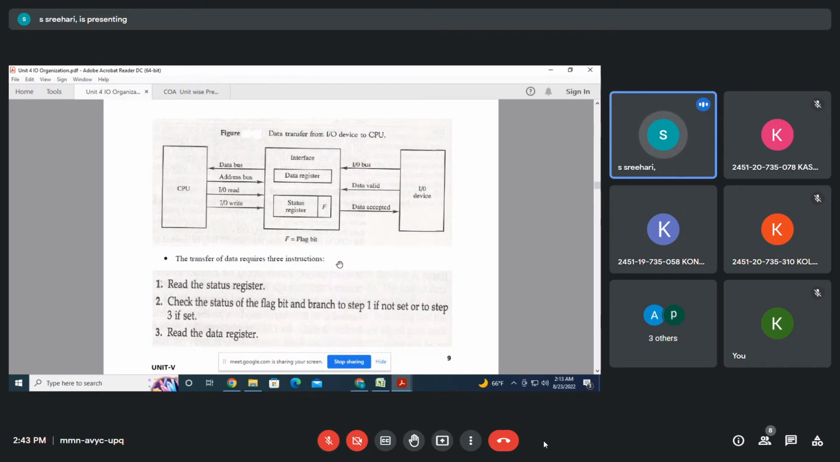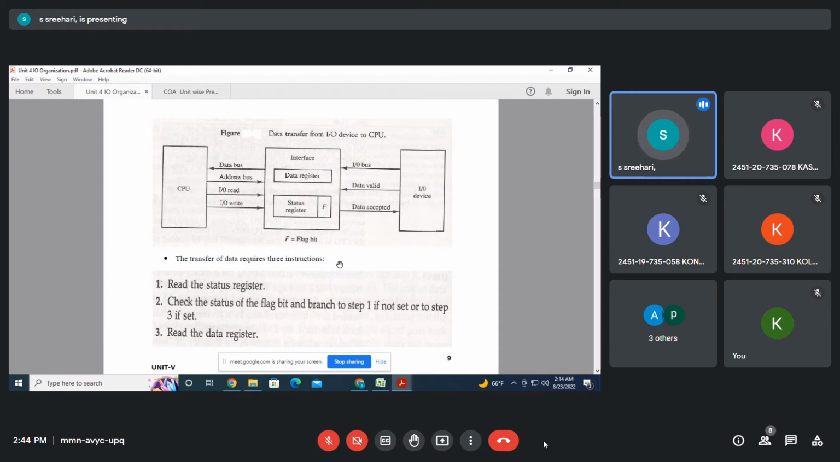So the disadvantage of programmed IO is that the CPU is continuously monitoring the flag bit. Once the data is received from the IO devices and the data register is full, the flag bit is set to one. Once the CPU confirms that the flag bit is one, the data in the data register is moved to memory, or whatever operation is required by the CPU. That is the process.